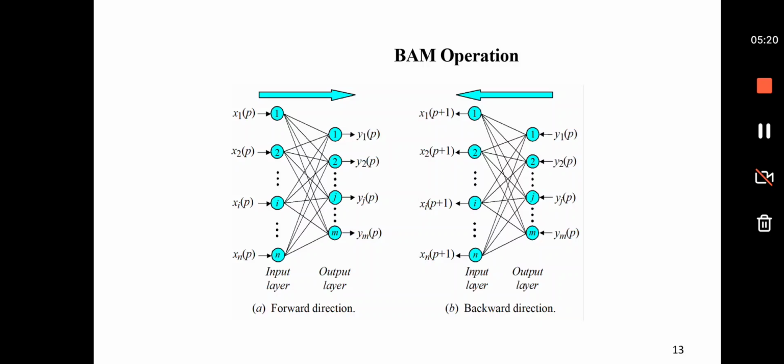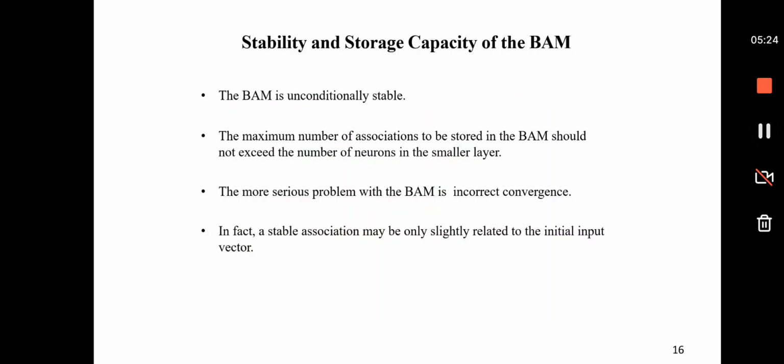Next, we will see BAM stability and storage capacity. Memory becomes stable once the correct pair is recalled. Storage capacity is limited by the size of the smaller layer. Exceeding capacity can cause incorrect or spurious recall. For example, you can remember only a limited number of friends' names and faces, not unlimited.